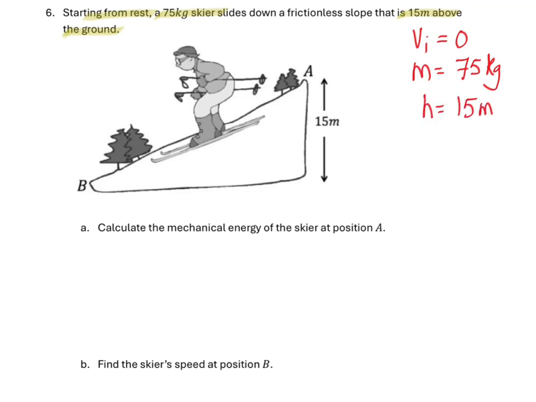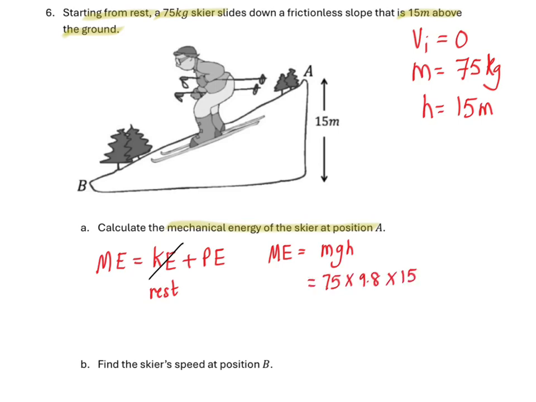So we have the height as 15 meter. The question is asking us what is the mechanical energy of the skier at position A. Mechanical energy is given by this formula, ME is equal to KE plus PE. Because he is starting from rest, kinetic energy will be equal to 0, so we can cancel that out. That means ME will be equal to PE, which is gravitational potential energy, which is mgh. Now we can substitute the numbers for m, g and h, and we get the answer for mechanical energy, which is 11,025 joules.